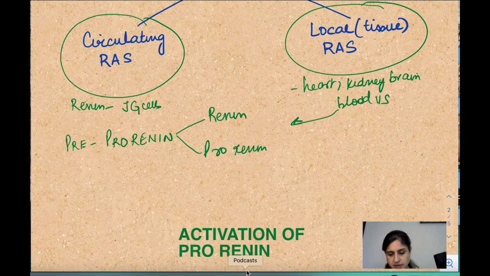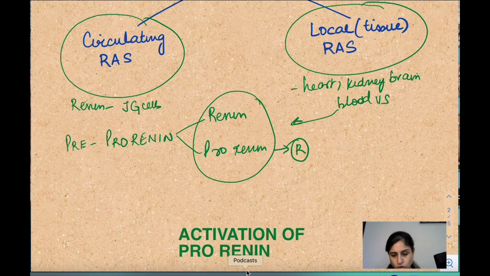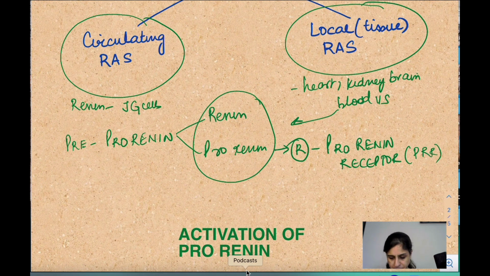Now what do these do? Let's come to what they do now. Because ultimately these two are going to act on their receptors and produce their effect. So ये अपने receptors पे act करेंगे and जो receptor है उसका नाम है prorenin receptor. So both of them will act on this particular receptor, PRR, and they're going to produce their effects.